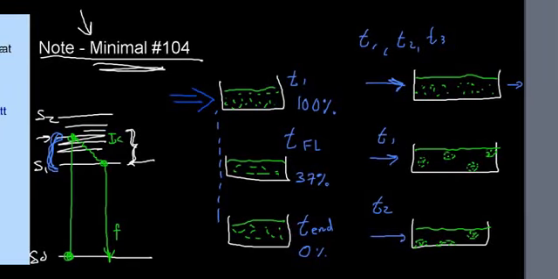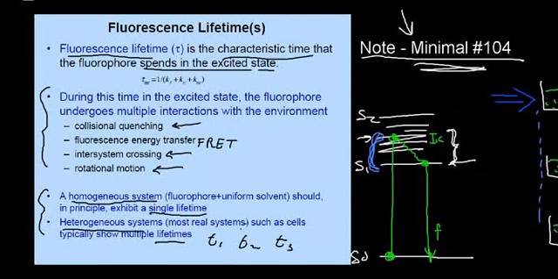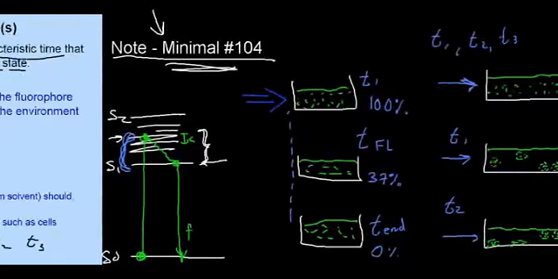If we read off the lecture slide here, a homogeneous system, a fluorophore in a uniform solvent, should in principle exhibit a single lifetime, which means that we'll see a uniform parameter. For a heterogeneous system, most real systems such as cells typically show multiple lifetimes, which means that if I'm looking at lifetimes at different stretches of time, I may get a different value for that parameter. We've explained it here with the different mixtures.